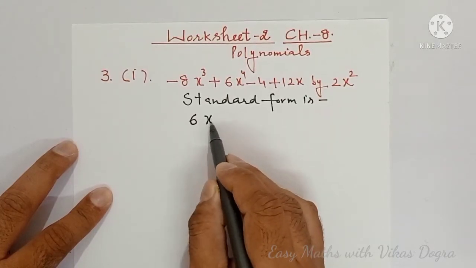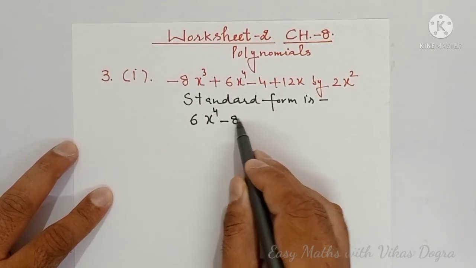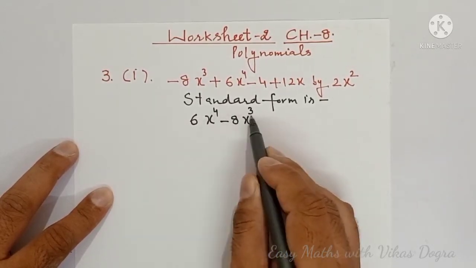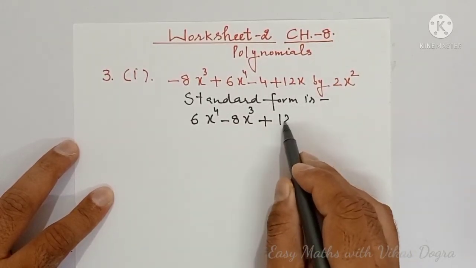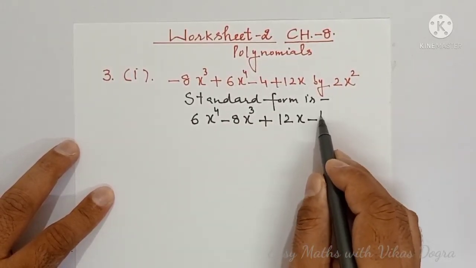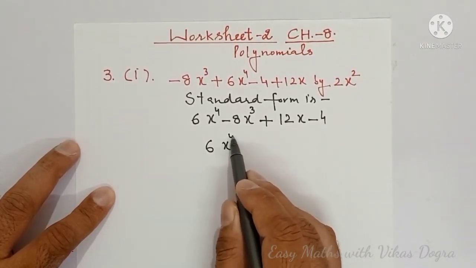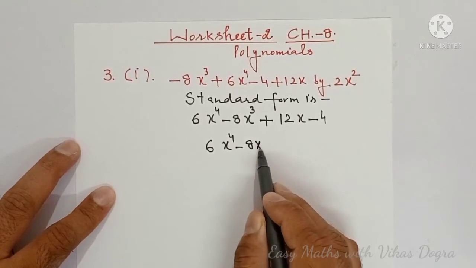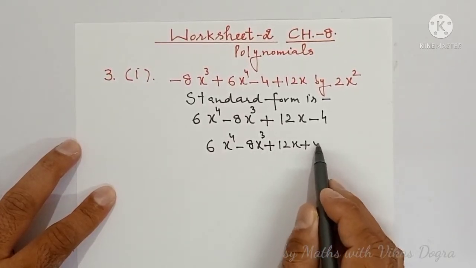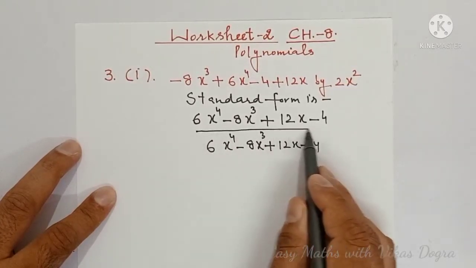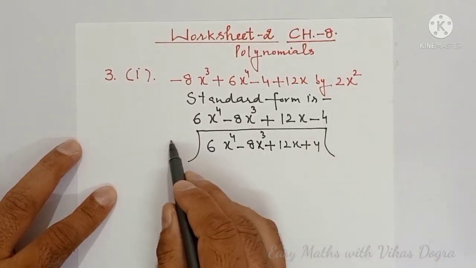So first with more power, 6x power 4, it will come, minus 8x cube. After power 4 the power is 3. Then there is no power of square. So 12x and then minus 4. Now you will start division: 6x power 4 minus 8x cube plus 12x plus 4 to be divided by only a monomial, a single term, 2x square.